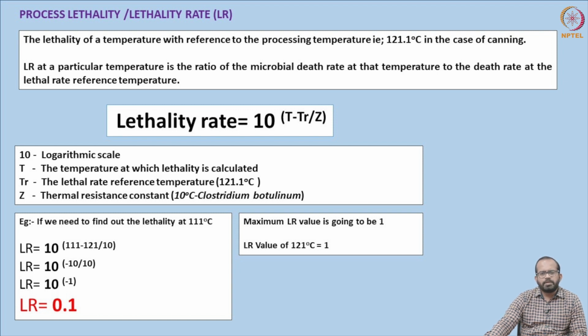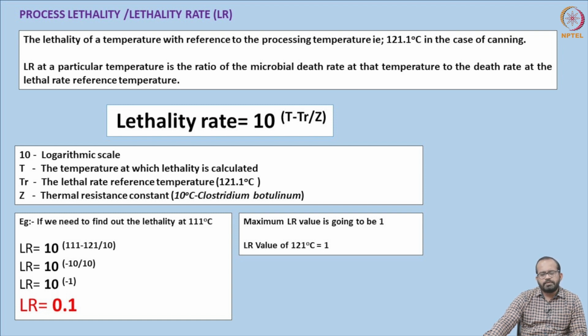LR at a particular temperature is the ratio of the microbial death rate at that temperature to the death rate at the lethal rate reference temperature. The maximum lethality rate is assigned to our reference temperature, which is 121.1 degrees Celsius, and the lethal value assigned is 1. So every temperature below 121 is going to have a lethality rate less than 1. That is the concept of lethality rate.